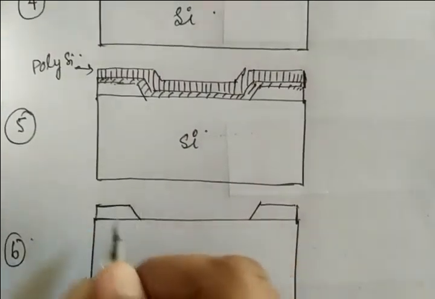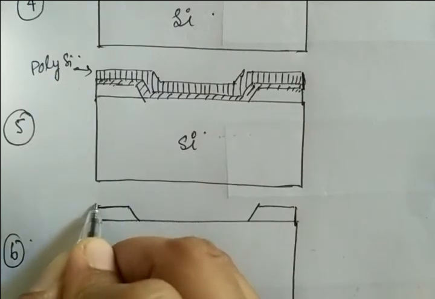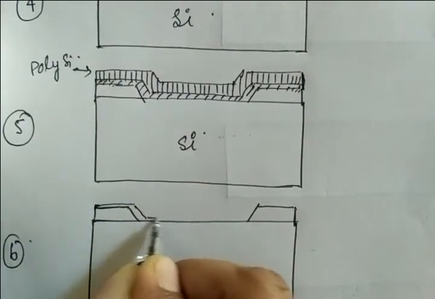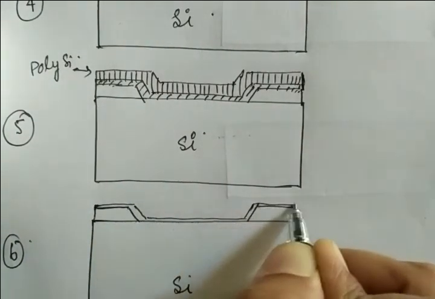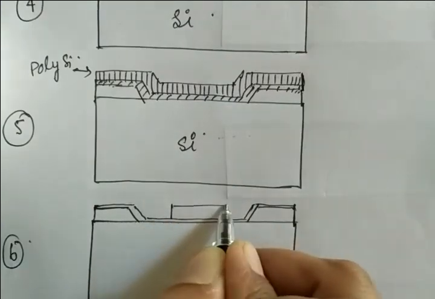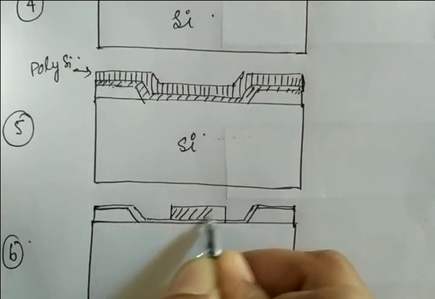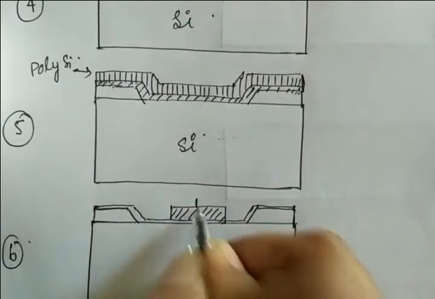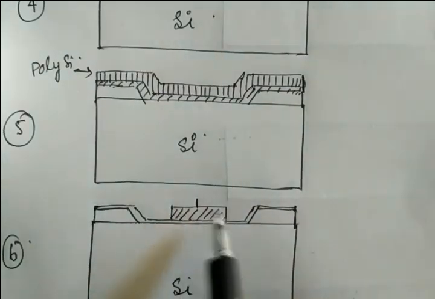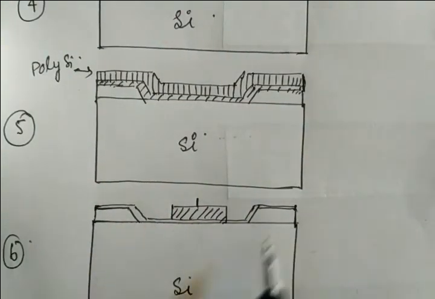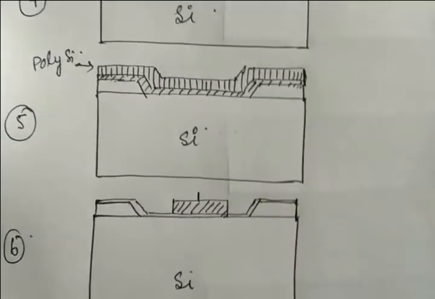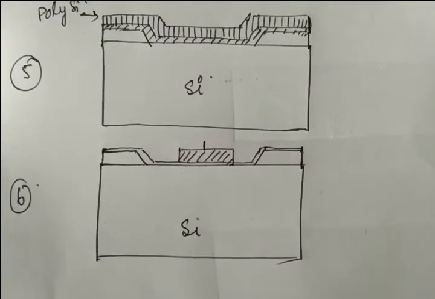And after doing that, what is the structure we are getting? This is your thin oxide layer and this is your polysilicon layer. Only this portion will be there because this is your gate terminal. This is the gate terminal. So that's why we have structured this in this way. So this is your final structure, right?